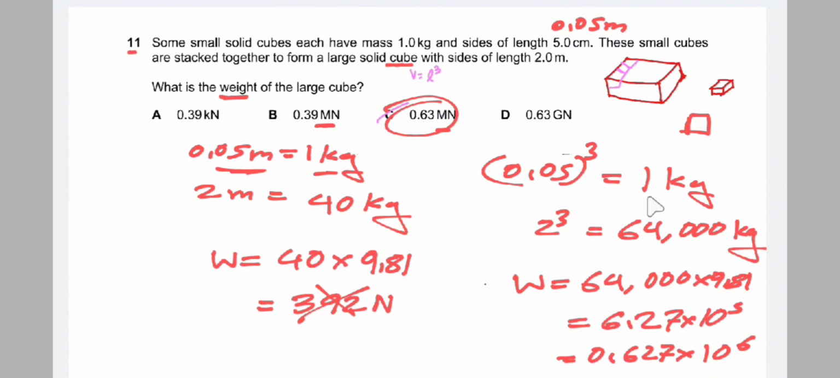So by using the volume, we have compared the masses, and after comparing the masses, we find the weight. So by using the volume, we get the weight, that is 0.63 meganewton. That is option C. Question number 12.